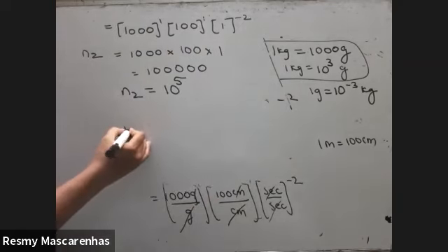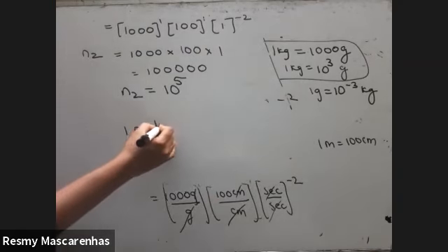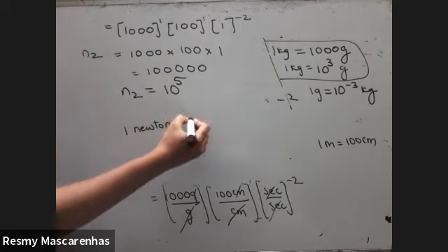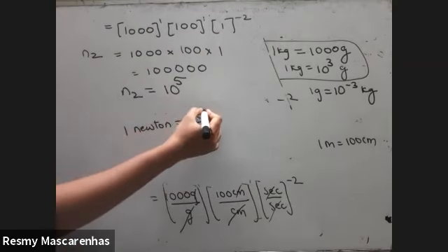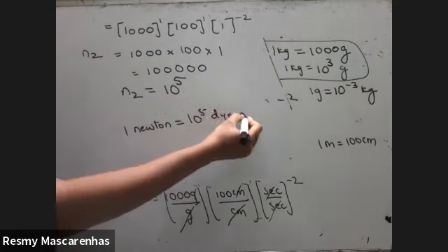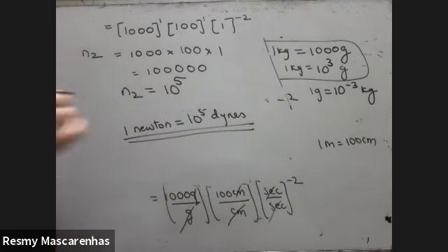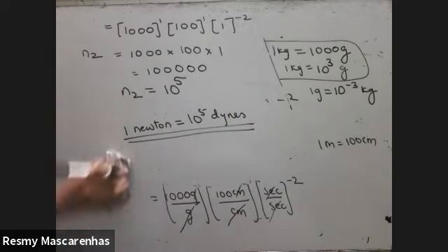So 1 Newton is equal to N2 value 10 raised to 5. So this is the answer. Any doubts in this? You can ask. Same way, we'll convert dyne into Newton.